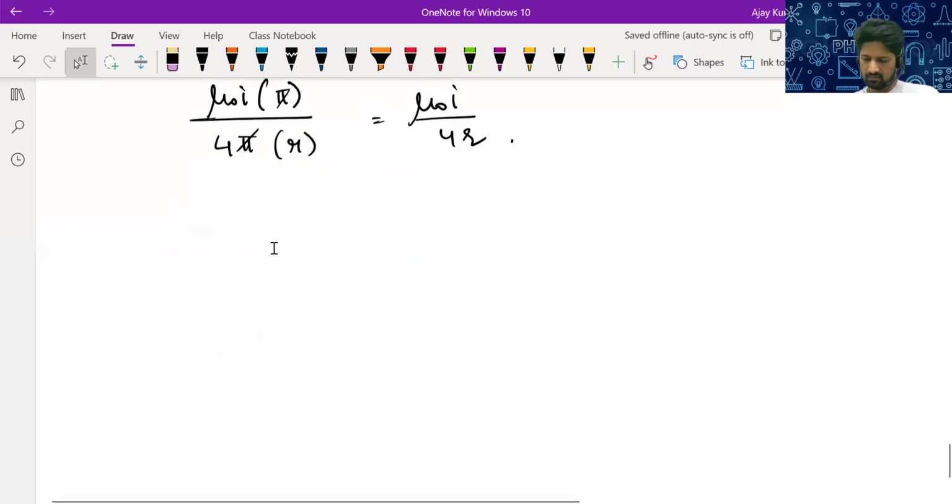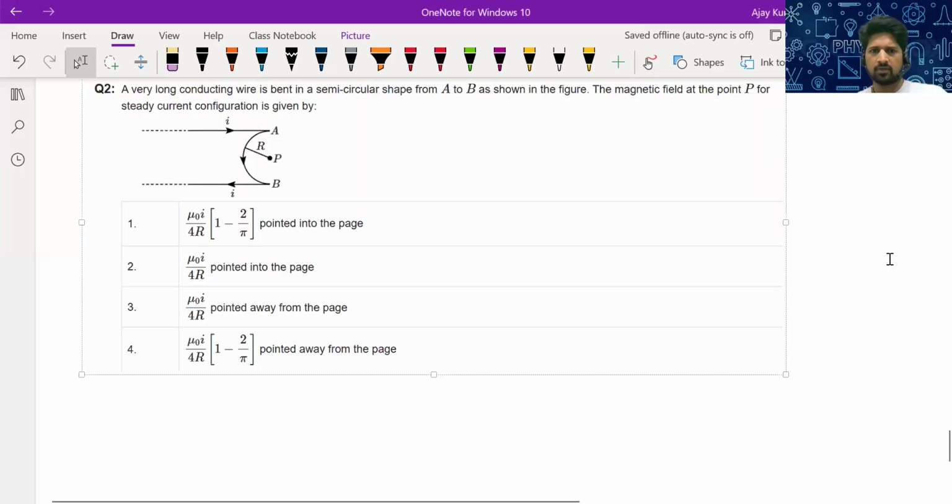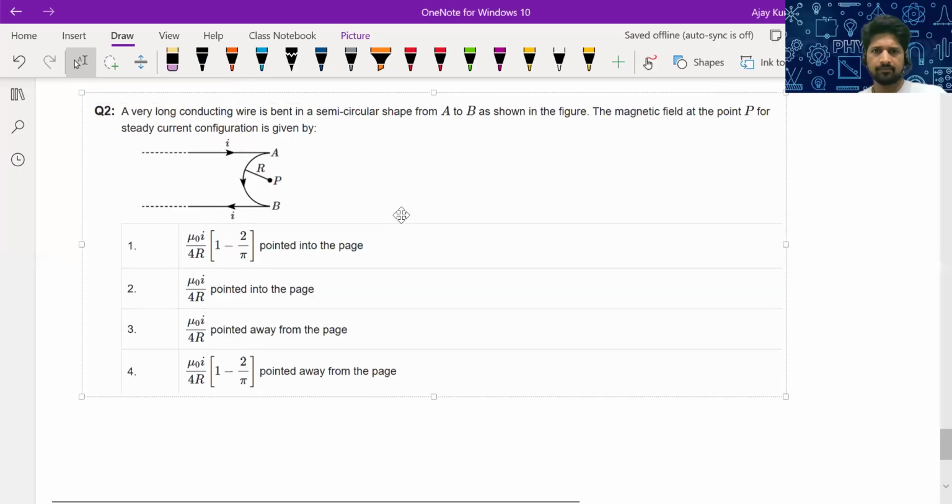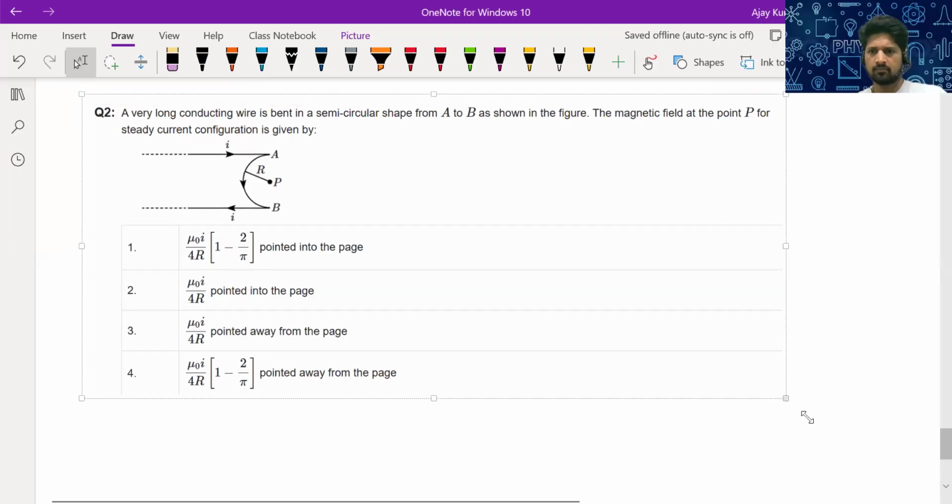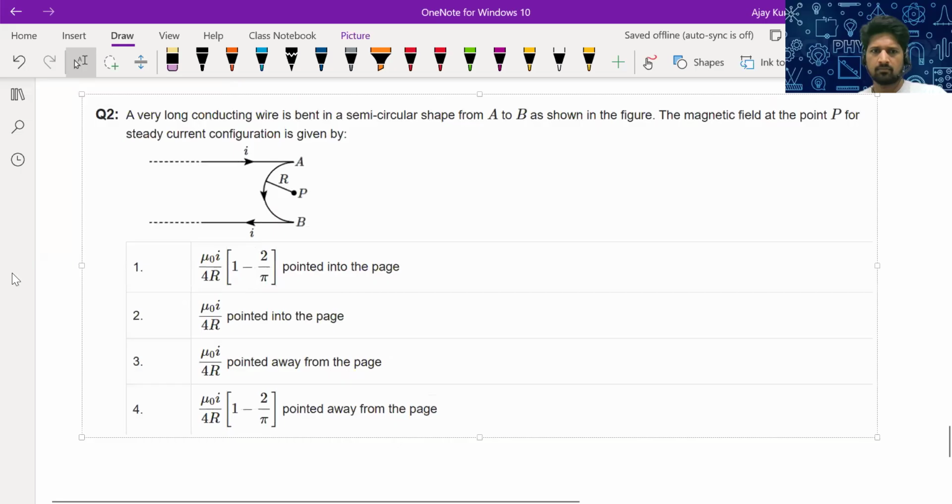Okay. Let's solve one more problem. Just a moment. Okay. Try this question, both of you. Current is given I, radius of the arc is R, semicircular arc. There are two straight parts also. You have to find out the net magnetic field at the point P.